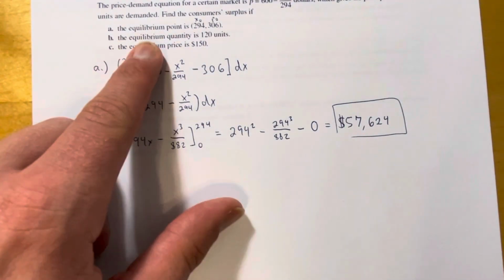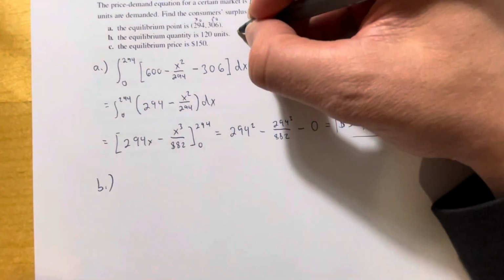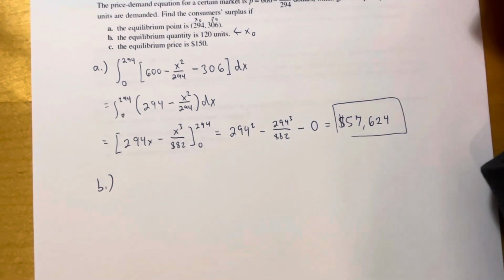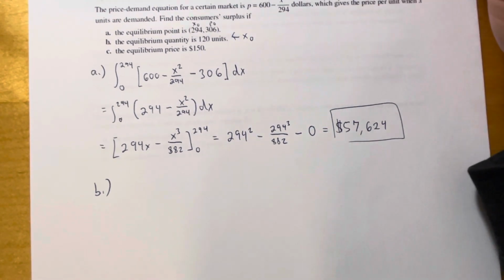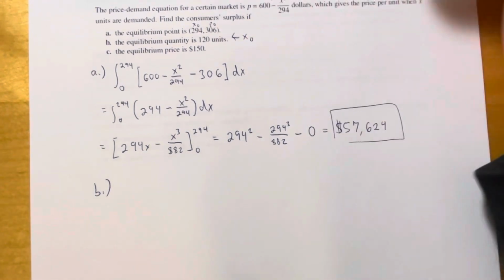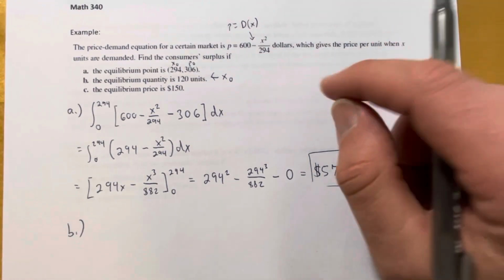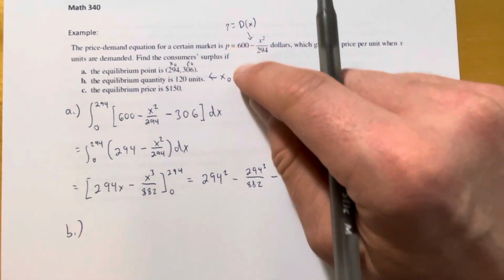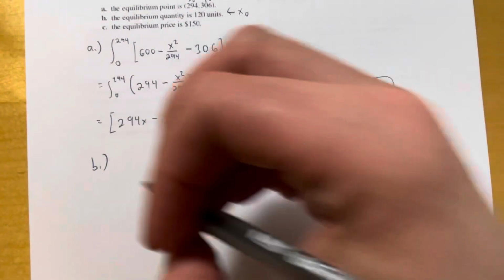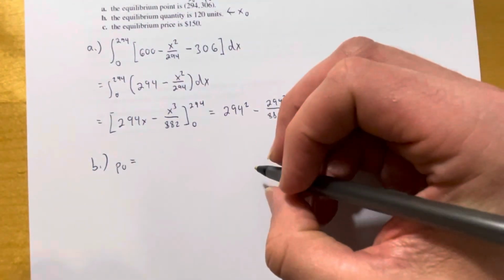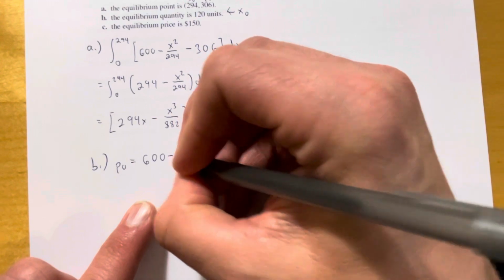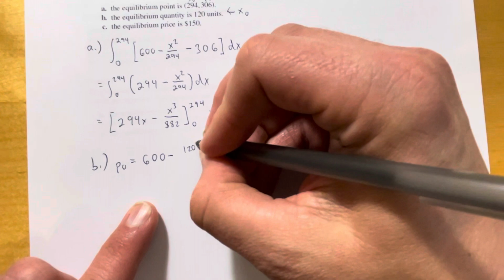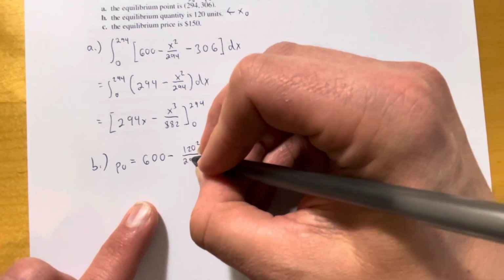Part B, the equilibrium quantity, remember that's X naught, is 120 units. In order to compute consumer surplus, we need both X naught and P naught. It's only telling me X naught. However, X and P are related by this function. So if I want P naught, I plug X naught into this function. So P naught is equal to 600 minus, we said X naught was 120, so 120 squared over 294.